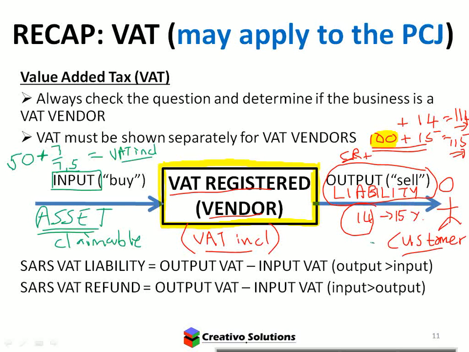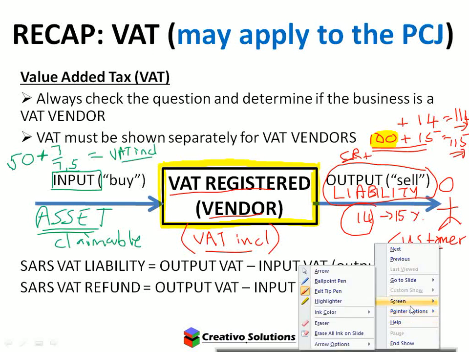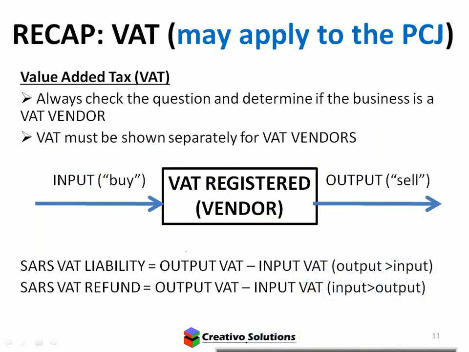Then we also spoke about this, a liability or a refund. So depending on which is bigger, if I've got more input than output, I'm going to land up with the refund, meaning SARS will actually pay us something at the end of every month. And we can only have that if our input is greater than our output, okay, because then we'll get a refund. So if input was, let's say, 100 and output was only 30, there would be a refund of 70.